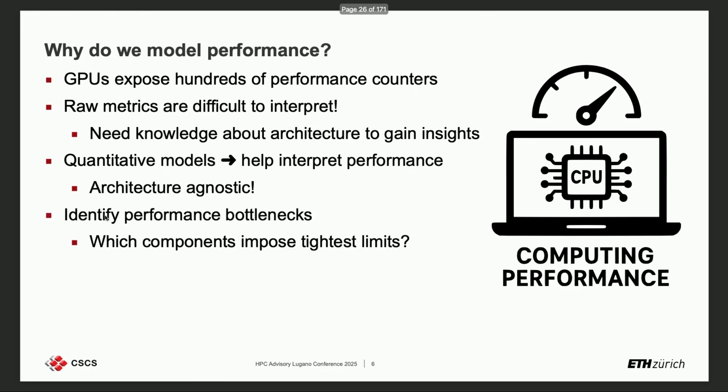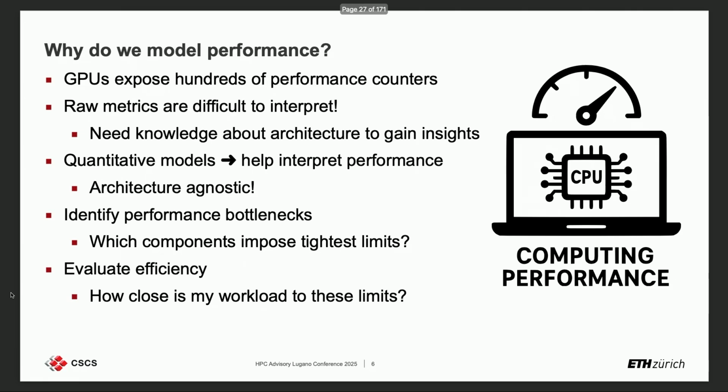And there are mainly two ways that performance models can really help. Number one is identifying performance bottlenecks. So essentially, you ask yourself, okay, what is the component in my hardware that is imposing the tightest limit on performance for my workload? And once you have that, you can ask a follow-up question. Given a set of performance constraints for my workload, how efficient is my implementation? So how close am I getting to these theoretical limits?